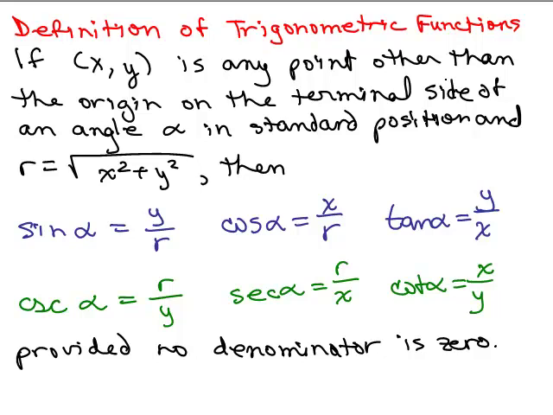So in the previous video, we looked at this definition. So we've got x, y as any point other than the origin on the terminal side of an angle alpha in standard position. Okay, so it's just like our problem. And if r equals the square root of x squared plus y squared, then here's how we define the sine, the cosine, the tangent, the cosecant, the secant, and the cotangent. And these are called the trigonometric ratio way of doing this because these are fractions. It's just a ratio. So as long as we know what x, y, and r is, we can use these ratios. Just plug in the values of x, y, and r.